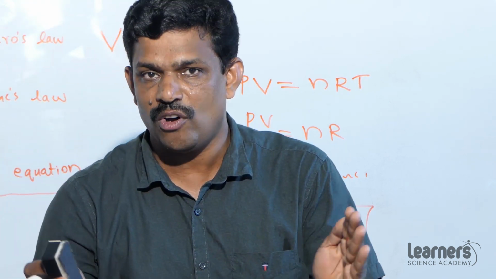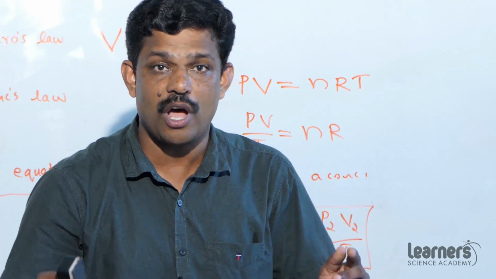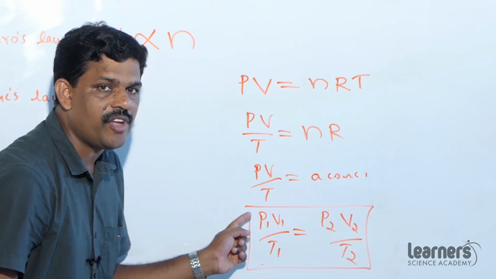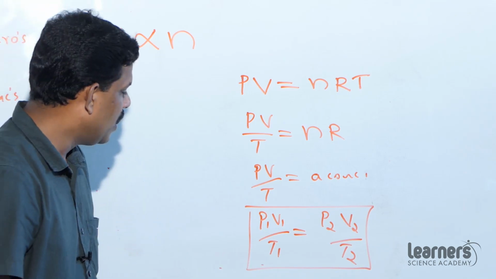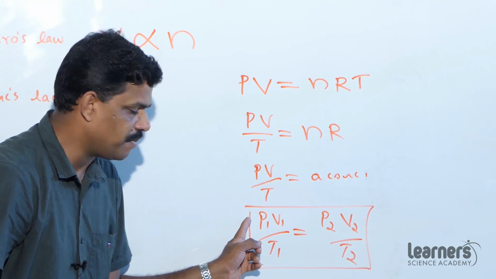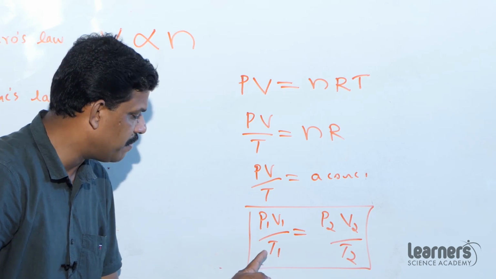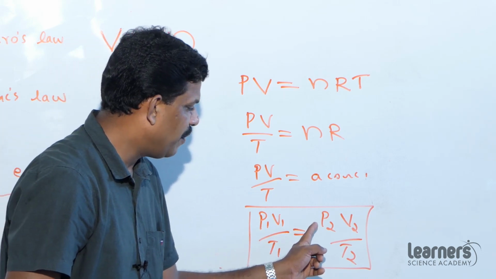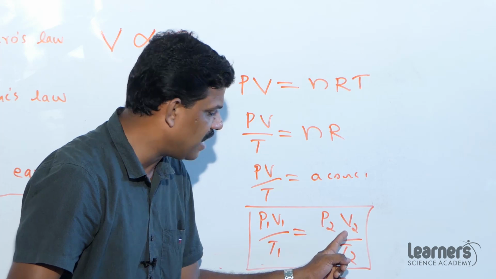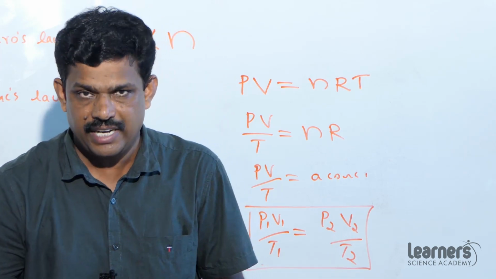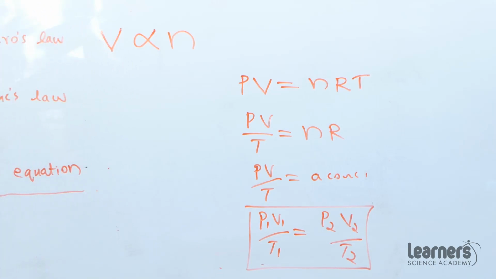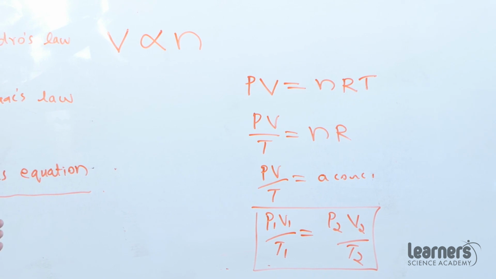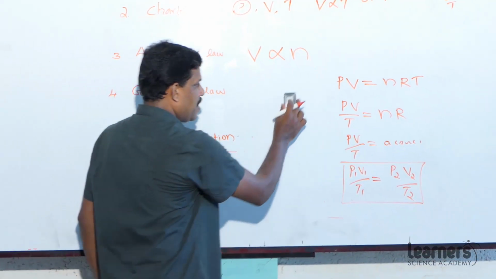In the problem side of this chapter, we have to apply this one. P1 V1 by T1 is equal to P2 V2 by T2. P1 is the first pressure, V1 the first volume, T1 the first temperature, P2 the second pressure, V2 the second volume and T2 the second temperature. Remember this equation for your board exam and also for joint entrance exams.